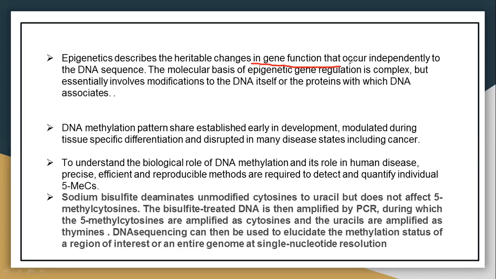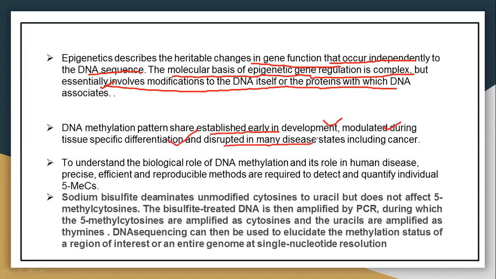So epigenetics describes the heritable change in gene function occurring independently of the DNA sequence. The molecular basis of epigenetic gene regulation is complex, but essentially involves modification of the DNA itself and of the proteins with which DNA associates. DNA methylation is set early in development, modulated during tissue differentiation and disrupted in many disease states, including cancer. To understand the role of DNA methylation in human disease, a precise and efficient technique is needed, that is bisulfite conversion.